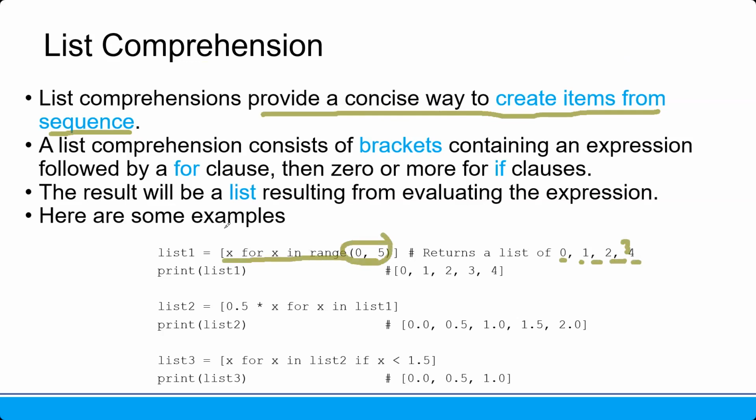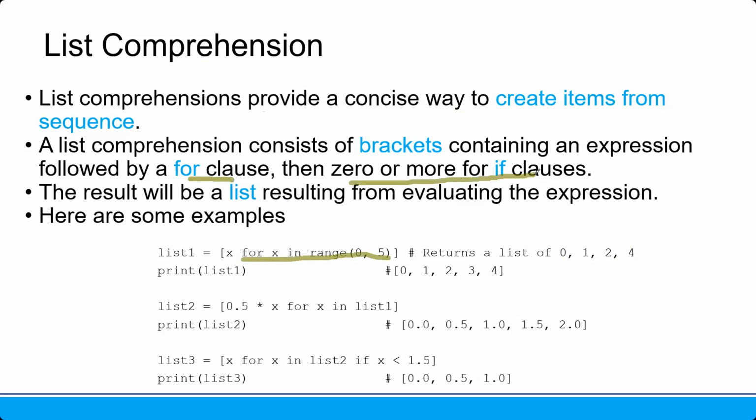So this will be in the square brackets. And then you will see this list comprehension. Usually it will start with for, and then we have if. Usually we have for, and then continue with if. But we can also do it with only if, in some cases.